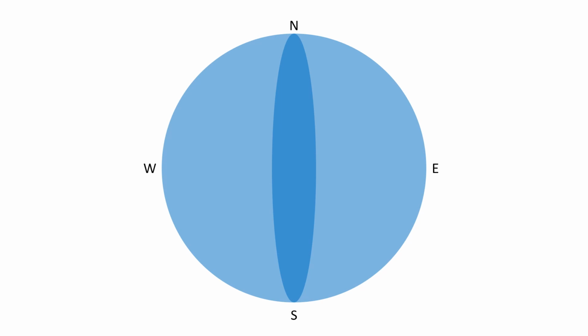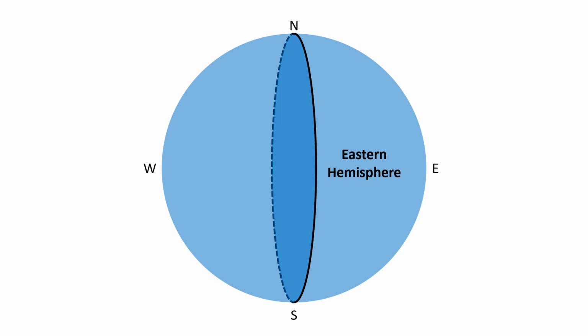Now look at this figure. It is one of the great circles around the Earth that runs north-south and passes through the north and south poles of the Earth. The plane of this great circle divides the Earth into two hemispheres, the eastern hemisphere and the western hemisphere.